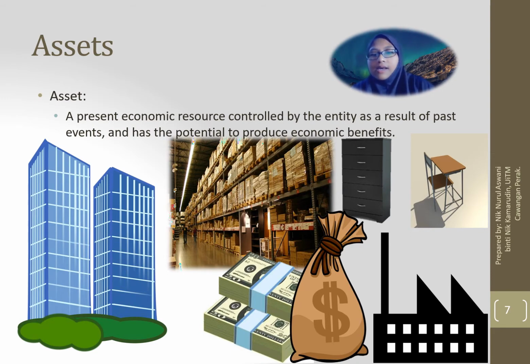Examples here, as you can see on the slide, we have buildings, we have inventory or stock, we have money, it can be cash in hand or cash at bank, you have factory, you have furniture. All right, next.